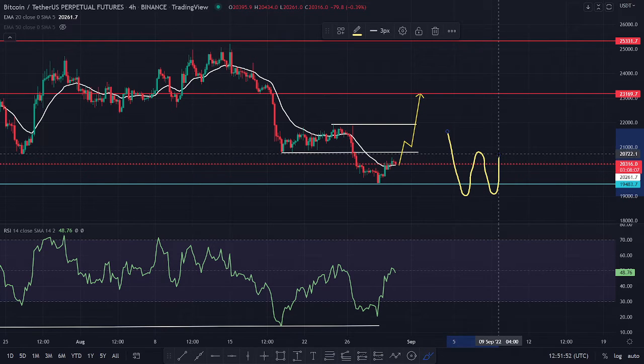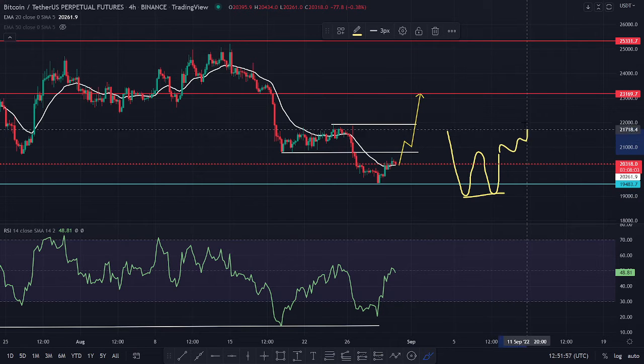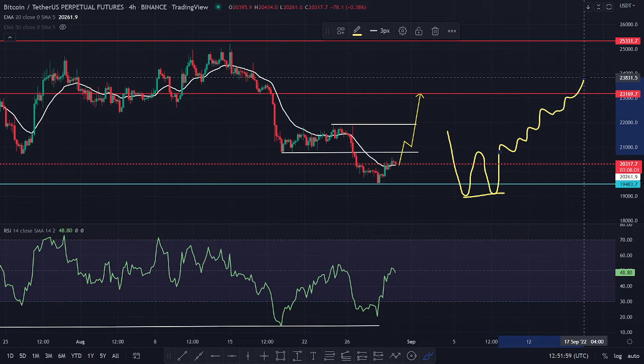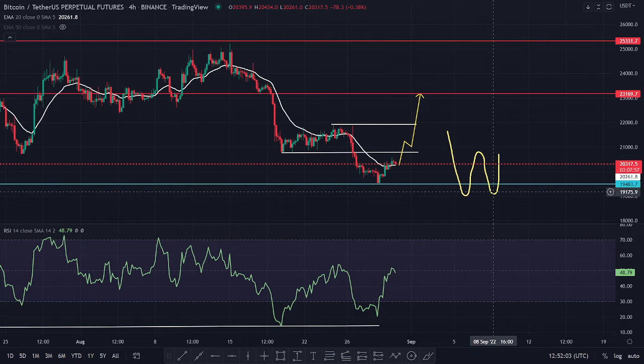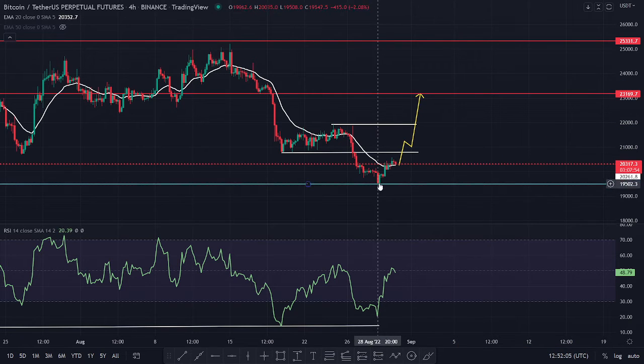Once this bottom is created right here, the market will start to trend in this upper direction. But clearly, Bitcoin isn't in a double bottom or in a trend-changing manner. There is no double bottom right here. Our double bottom clearly hasn't been finished.